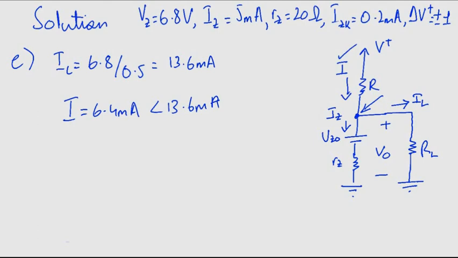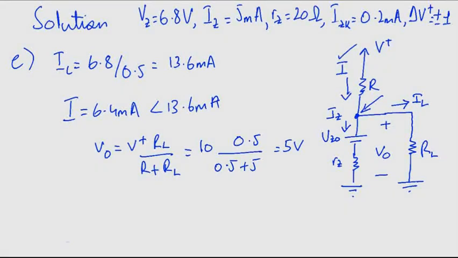If this is indeed the case, then V0 is determined by the voltage divider formed by RL and R, and that is 5 volts. Since this voltage is lower than the breakdown voltage of the Zener, the diode is no longer operating in the breakdown region as we had just proposed.